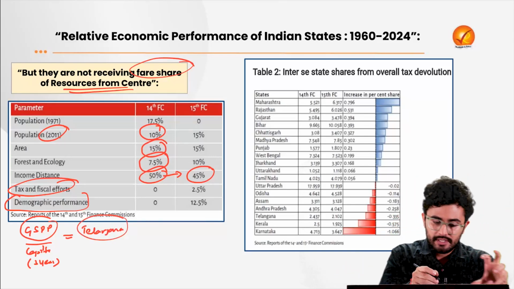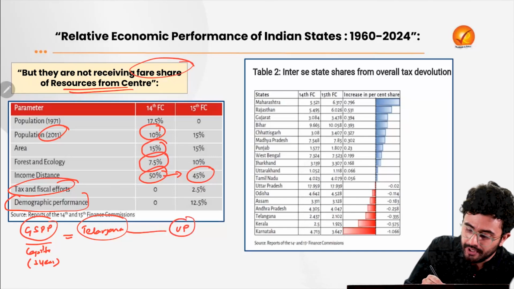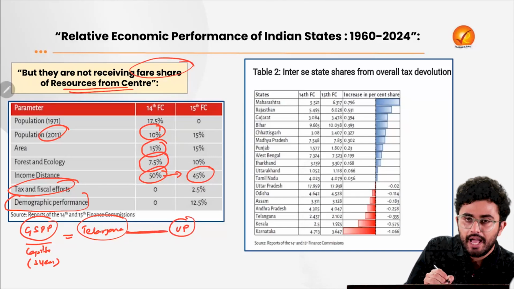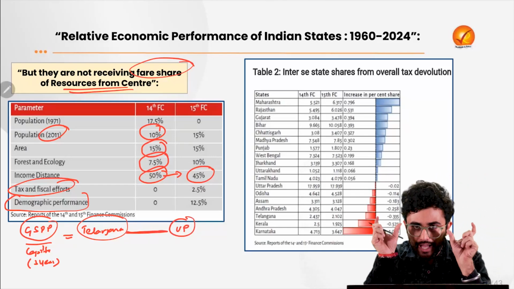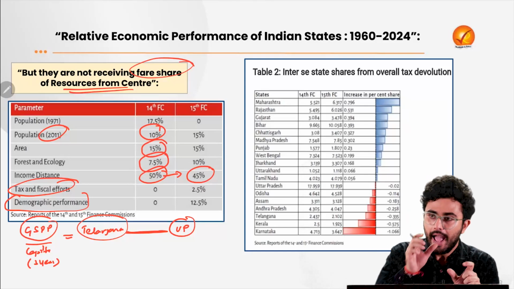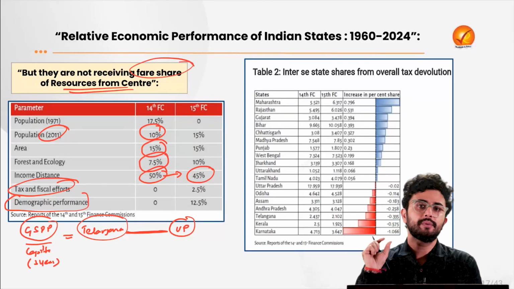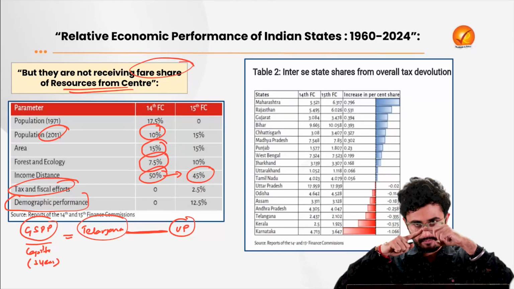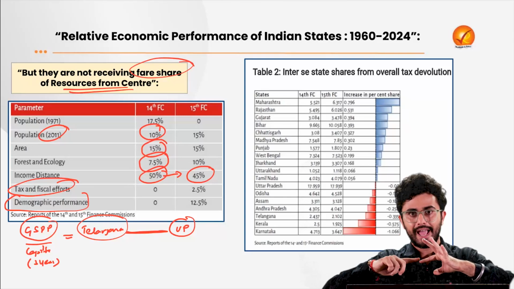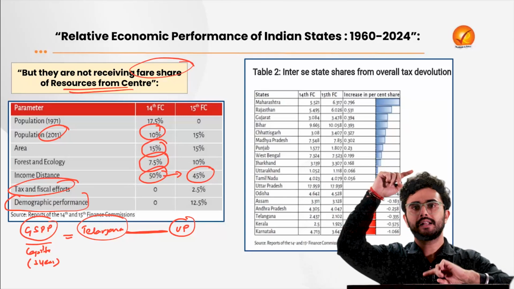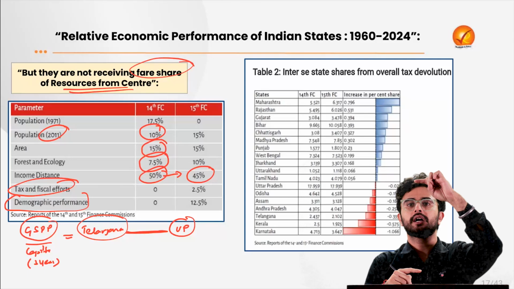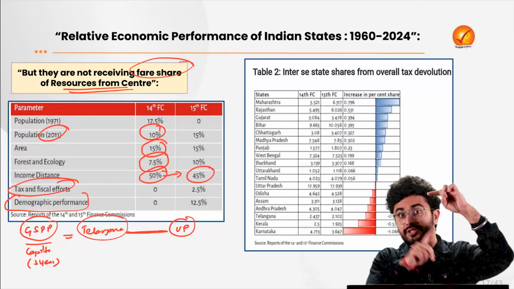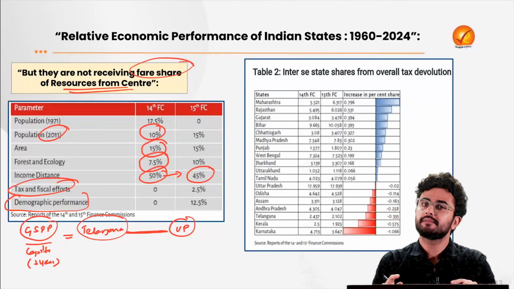So now, let's say there is a state, UP. The difference in their income per capita will be calculated, and on the basis of that, a ranking will be devised. So let's say Telangana will come at the lowest, and the state at the top has the highest income distance from Telangana. So who will get the most tax devolution? This state, right?